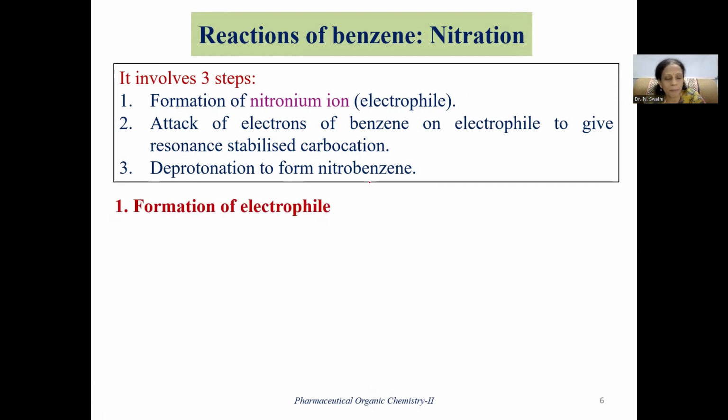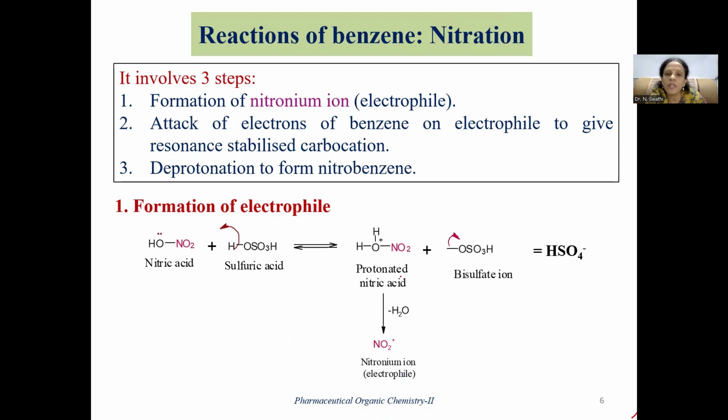Now let us consider this step by step. In the first step, the nitronium ion is generated by the reaction between concentrated sulfuric acid and concentrated nitric acid. Concentrated sulfuric acid is considered to be a stronger acid when compared with nitric acid. It is because of this reason that nitric acid abstracts a proton from sulfuric acid. That means out of two protons present in sulfuric acid, one proton is abstracted by concentrated nitric acid, and that is how nitric acid is converted to protonated nitric acid. After losing this proton, sulfuric acid generates bisulfate ions.